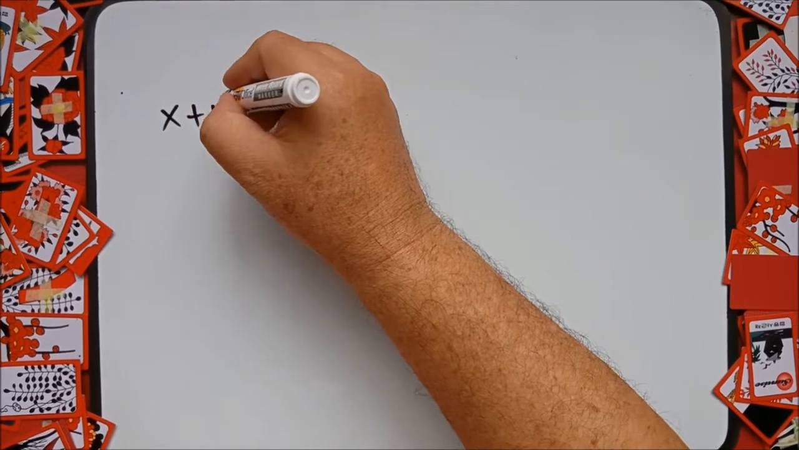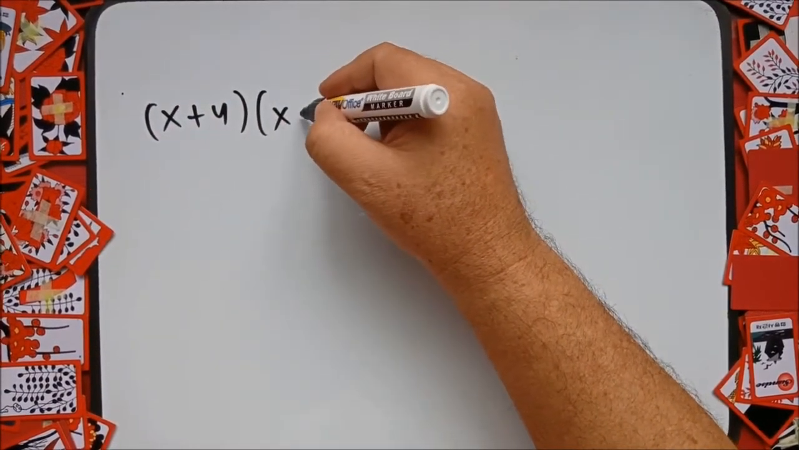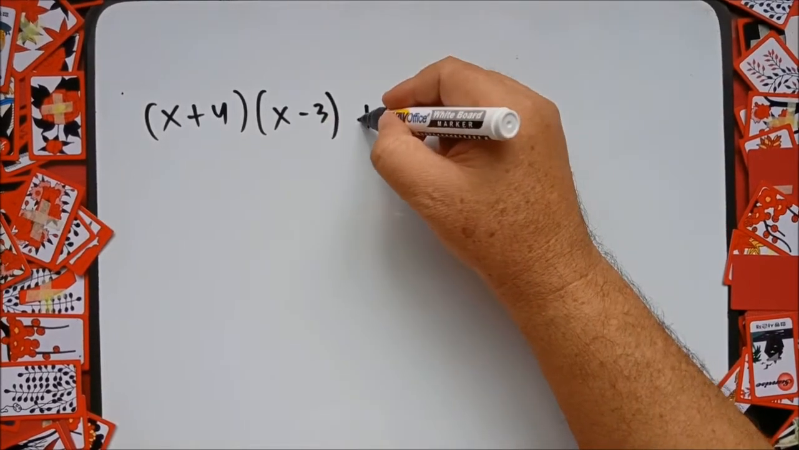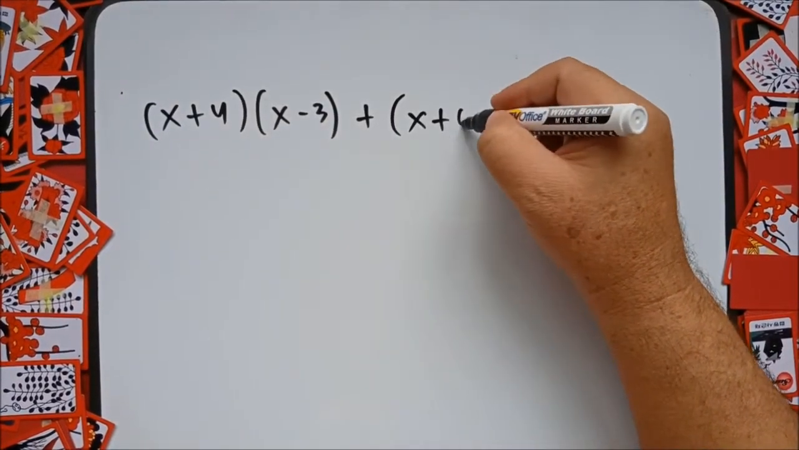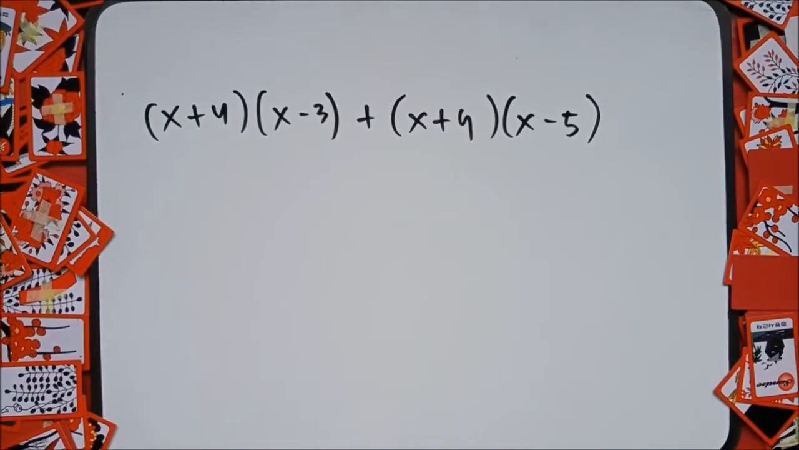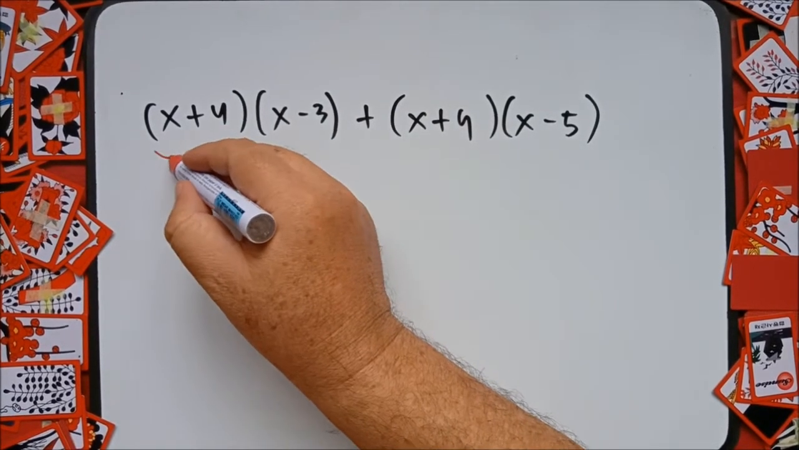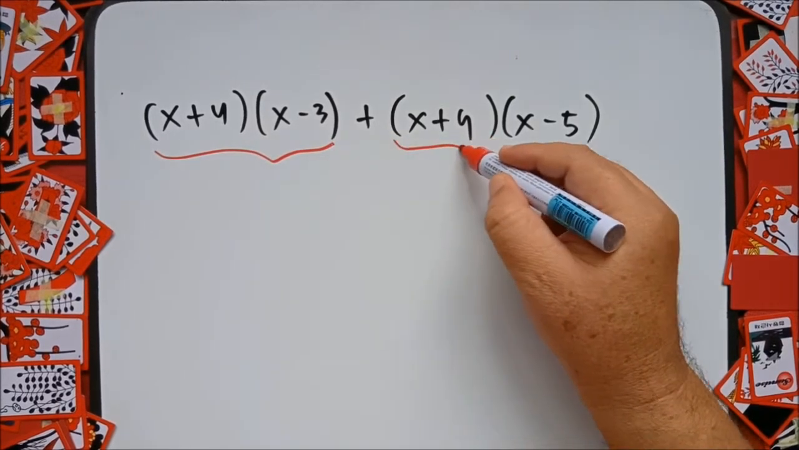(x + y)(x - 3) + (x + y)(x - 5). Okay, there are two terms. Remember, when we say terms, it is bounded by operational sign. So this is the first term, and this is your second term.